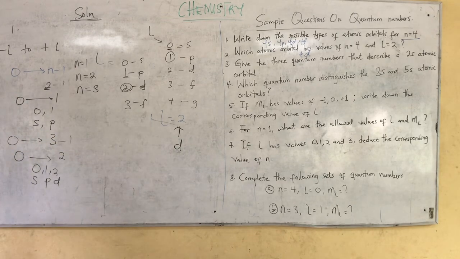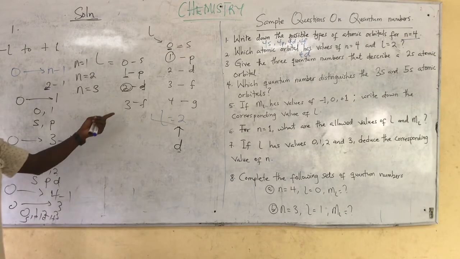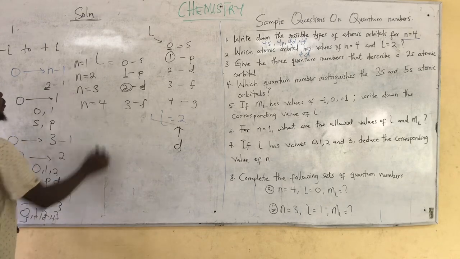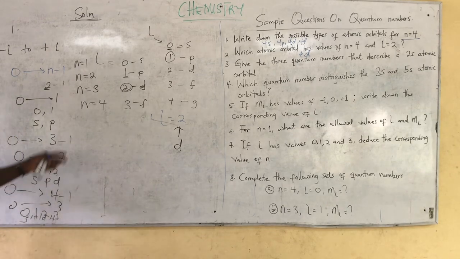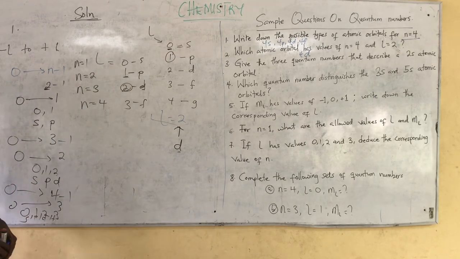Is that okay? And now the last one, when n is equal to 4, 4 minus 1 is what? 3. And the value range becomes 0 to 3. 0 to 3 is what? 0, 1, 2, and then 3. What is 0? This is the S, 1 is what? P, 2 is what? D, and then 3 is what? The F orbital. How do we get the value of L to be 3? That is only when n is equal to what? 4. So these are the corresponding n values for the corresponding L values. And that is the solution for question number 7.